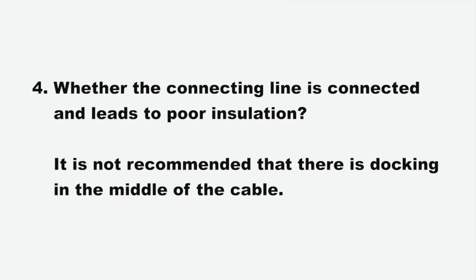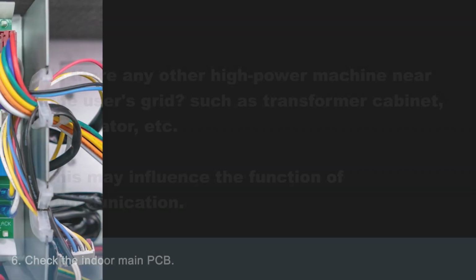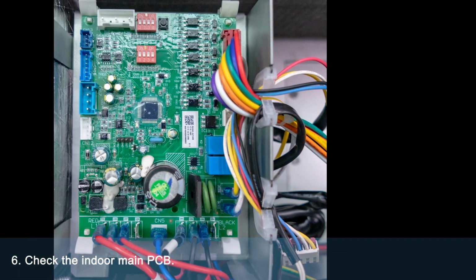4. Check whether the connecting line is connected properly and whether it leads to poor insulation. It is not recommended to have docking in the middle of the cable. 5. Is there any other high-power machine near the user's grid, such as a transformer cabinet, generator, etc.? This may influence the communication function. 6. Check the indoor main PCB.